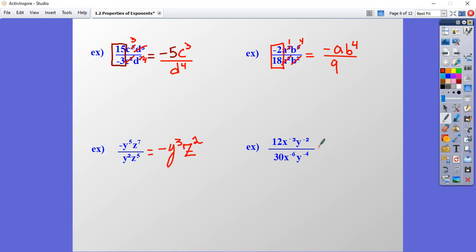12 over 30, let's reduce that fraction. It looks like I could definitely take a 6 out of both 12 and 30. And so I'm left with a 2 on top and a 5 on the bottom. Now, on the x's here, you can use the property. And if you use the property, your x would be in the numerator, and you would do -3 minus -6, top minus bottom. Okay, and it would work out perfectly fine. That is exactly what the property is telling us we can do.